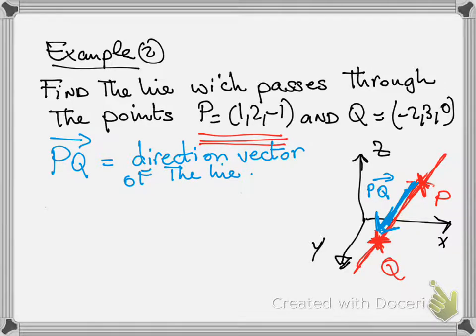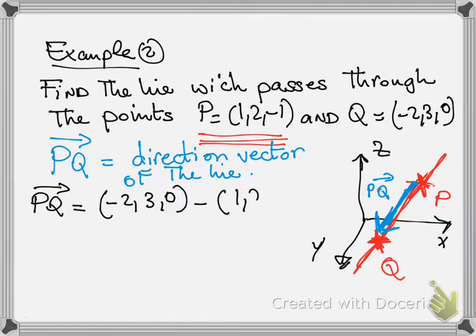All right. So what's PQ? Well, so PQ is going to be equal to its terminal point minus the initial point. So the terminal point is Q, so that's (-2, 3, 0), minus the initial point (1, 2, -1), right? So that will be equal to -2 minus 1, so that's -3. 3 minus 2 is 1, and 0 minus -1, that's positive 1. So that's my direction vector.